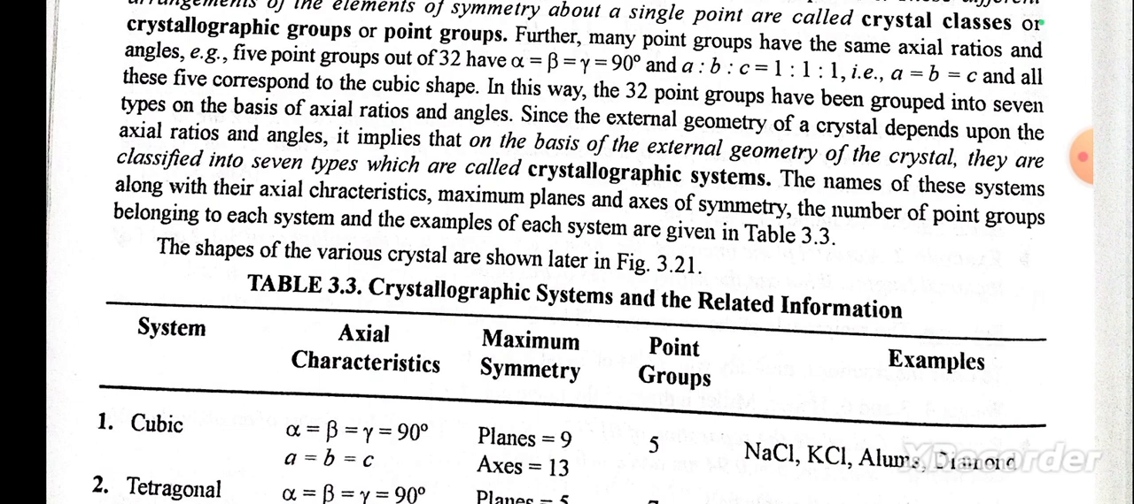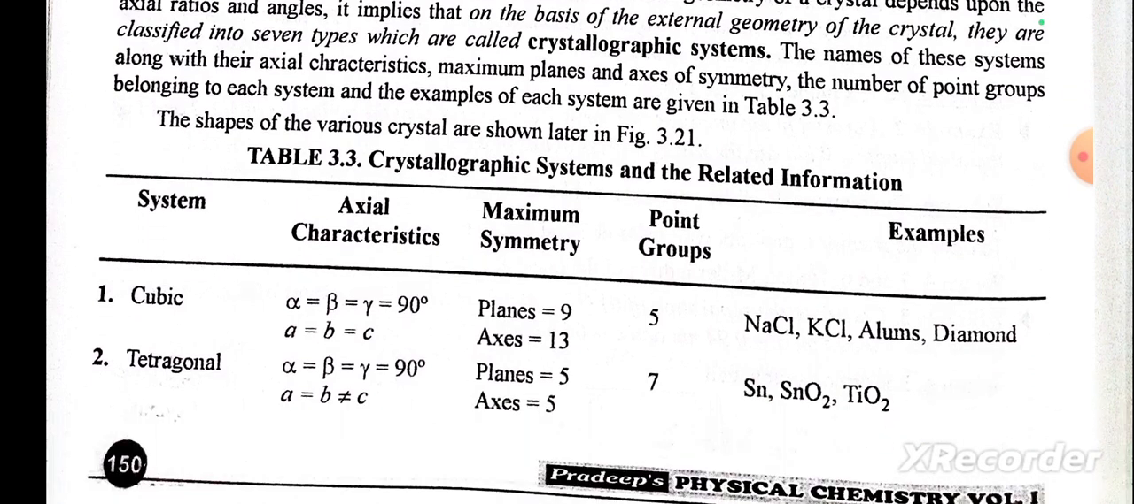The names of these systems, along with the axis characteristics, maximum planes and axes of symmetry, the number of point groups belonging to each system, and an example of each system, are shown in table 3.33. The shapes of the crystals are shown later in figure 3.21.